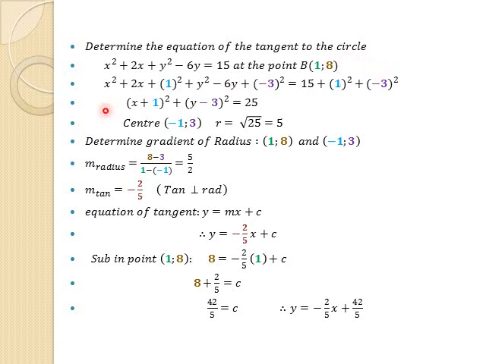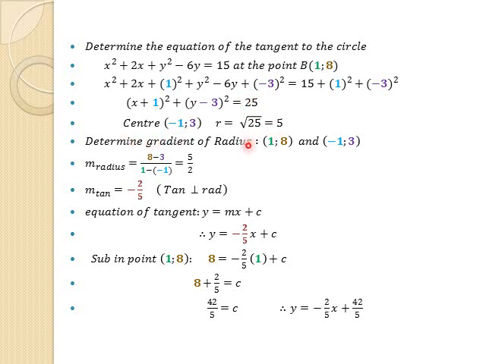Alright, square root of x squared is x, square root of 1 squared is 1. Square root of y squared is y, square root of negative 3 squared is negative 3. 15 plus 1 gives me 16, plus 9 gives me 25. So I have a center at (-1, 3), and my radius, the square root of 25, equals 5.